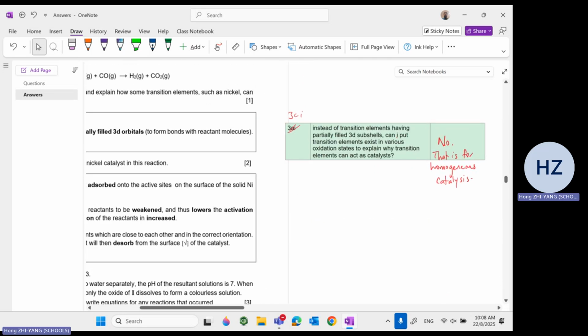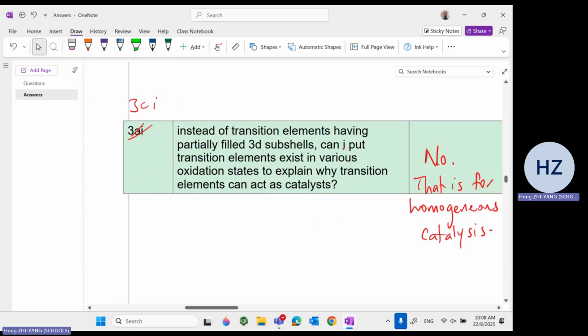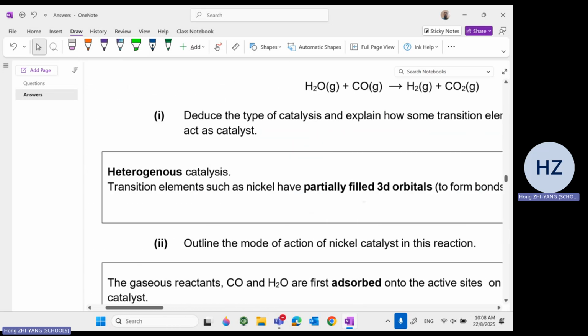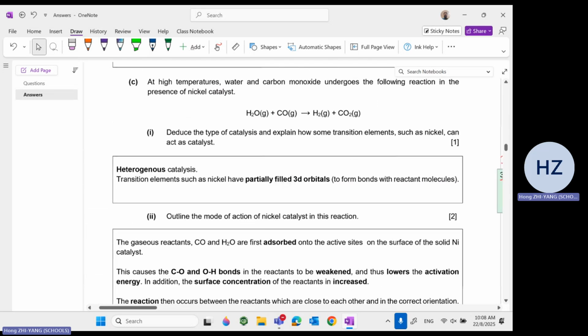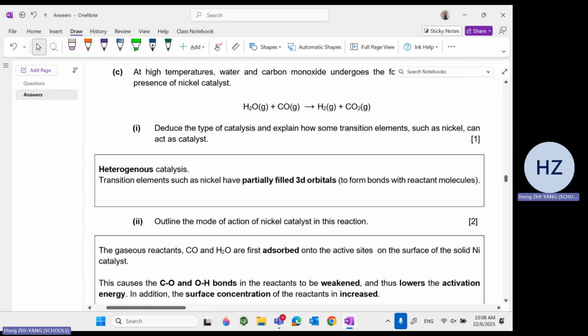Okay, right, next. This is the one that I can go a bit faster because the queries are pretty easy to respond to. So get ready. There is a question about this. So for 3C part 1, everybody, can we look at 3C part 1? It is to deduce the type of catalysis and explain how some transition elements can act as catalysts. So the answer is heterogeneous. And it's about partially filled 3d orbitals.